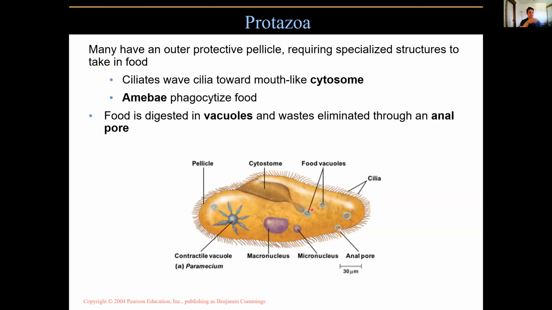Another note is that amoebae phagocytize food, so they just envelop the entire thing. That is how they will eat food and digest their food.